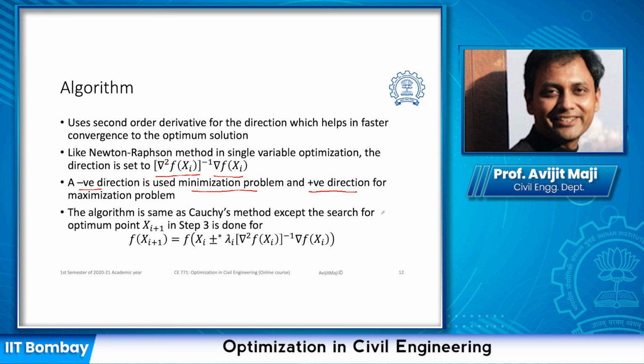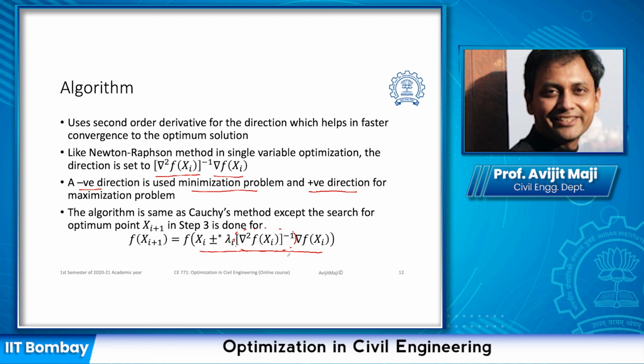So the method is going to be exactly the same as the Cauchy method, except in step 3, where we had selected a particular direction and reached the maximum point using that direction, we are going to change the equation for that. In this Newton's method, we are going to use this. So in the Cauchy method, we did not have this particular term. In the Newton's method, we do have this particular term.